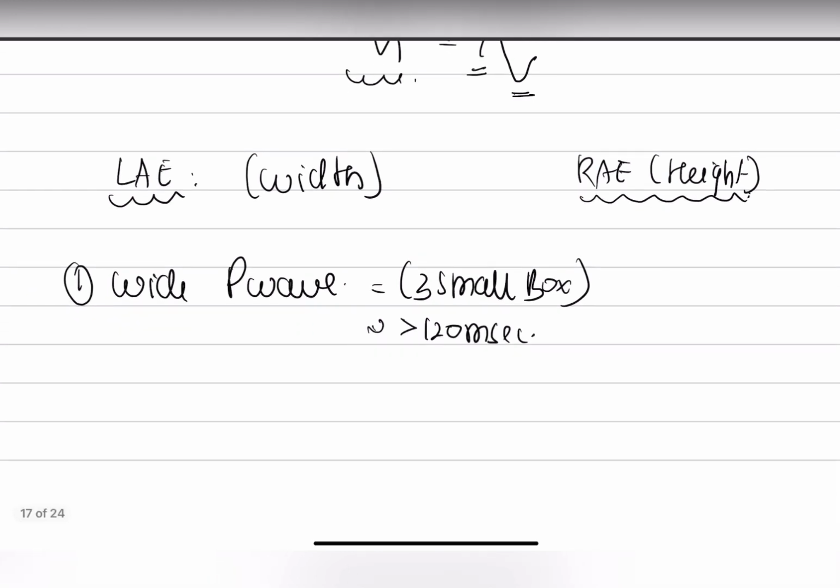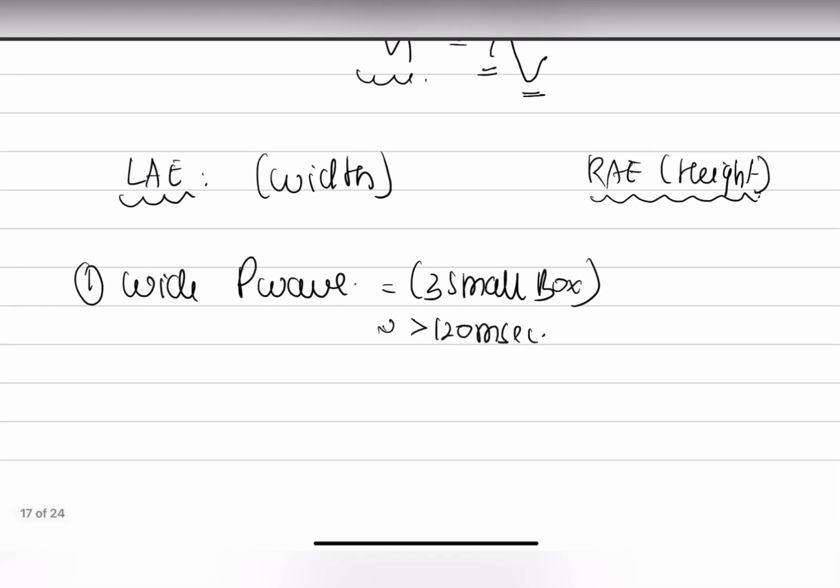The second one is that the P wave will be notched, and the duration between the two peaks of the notch will be more than 40 milliseconds, or one small box.